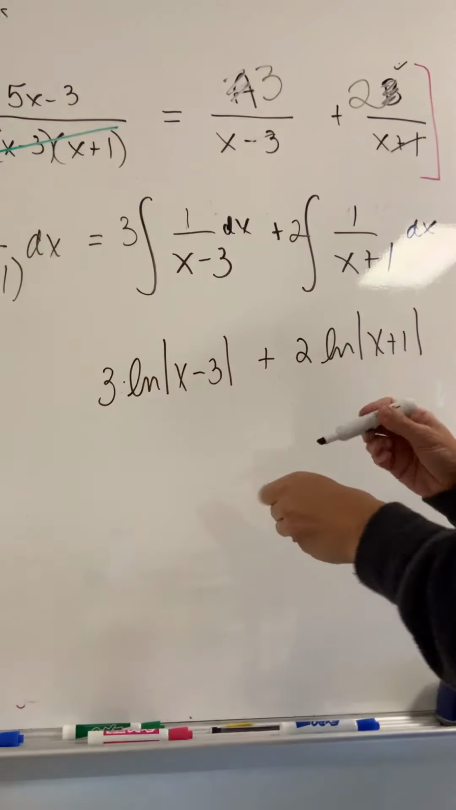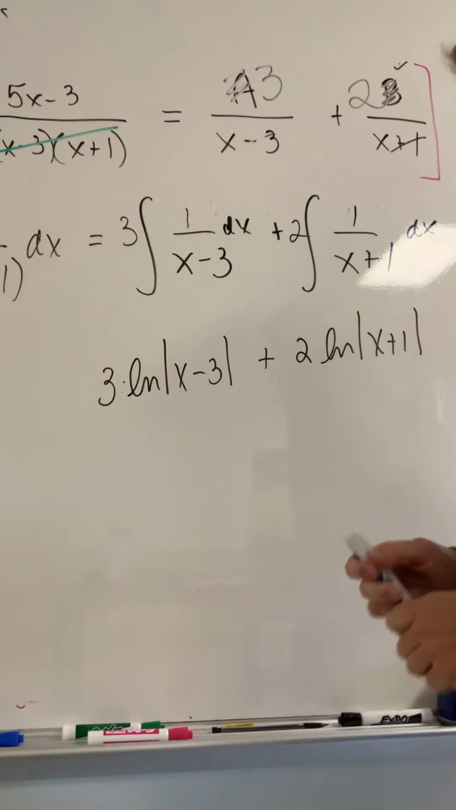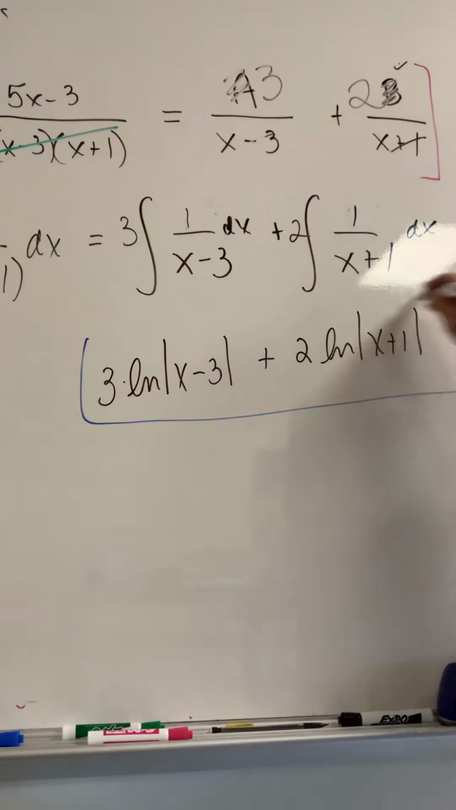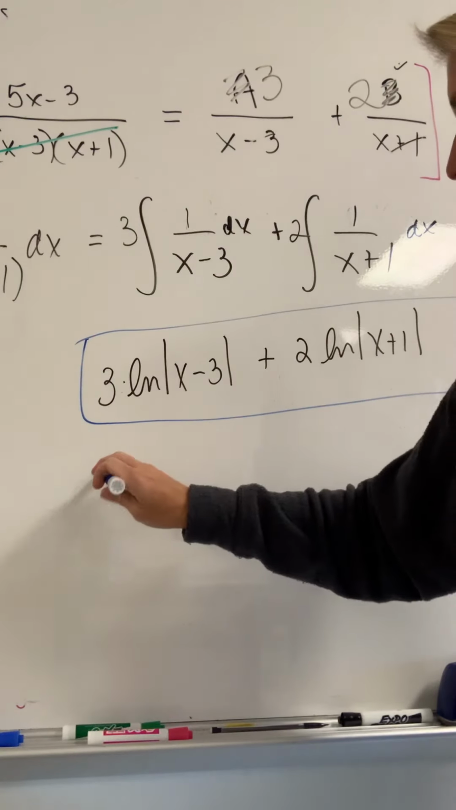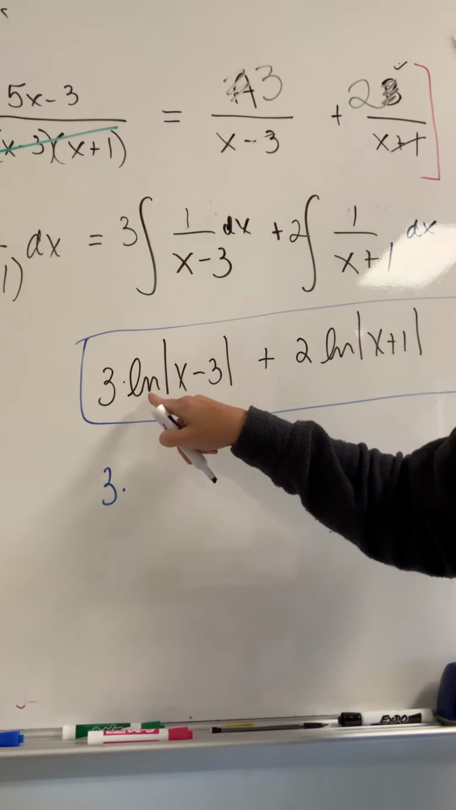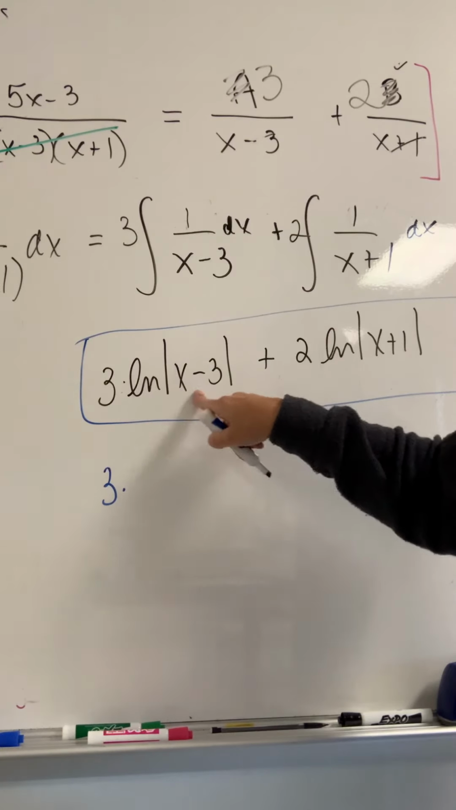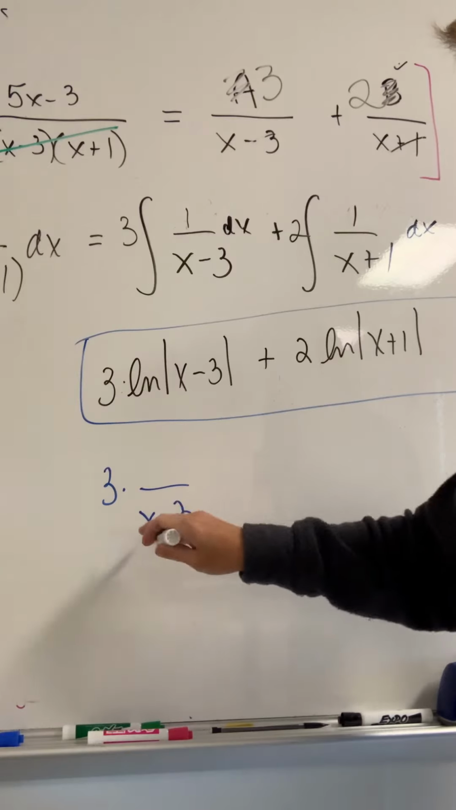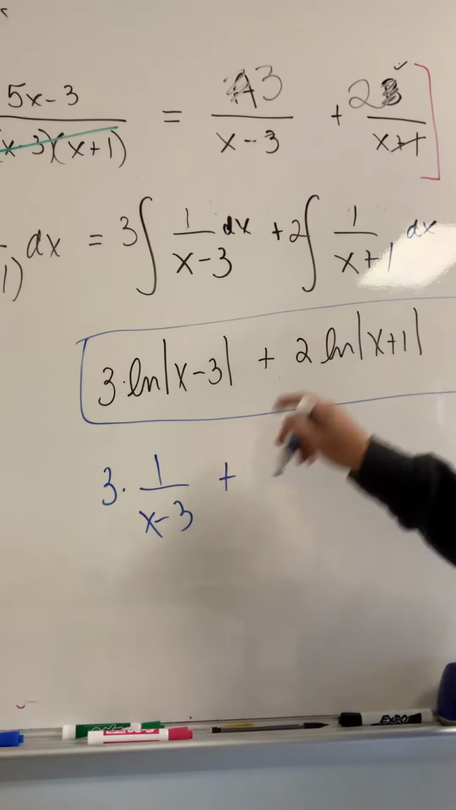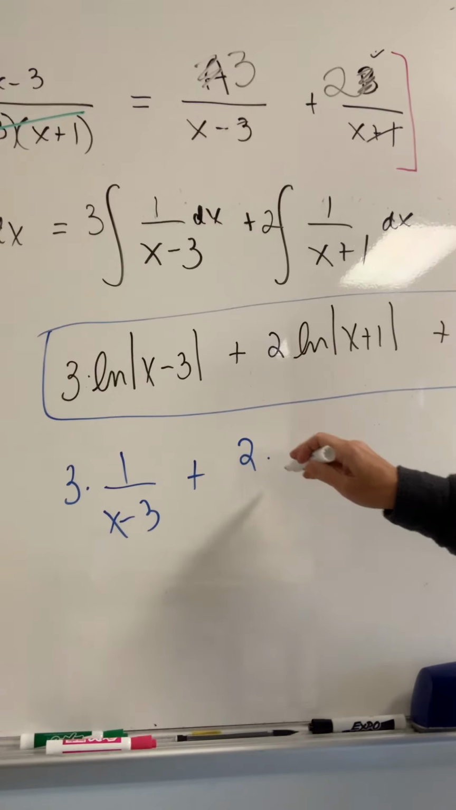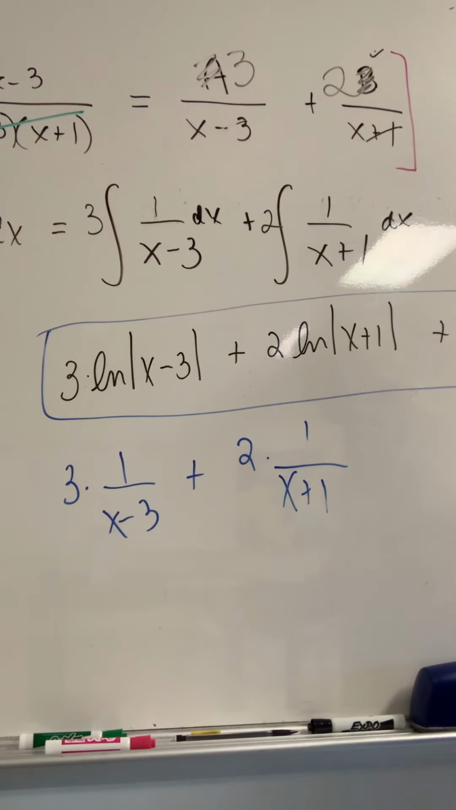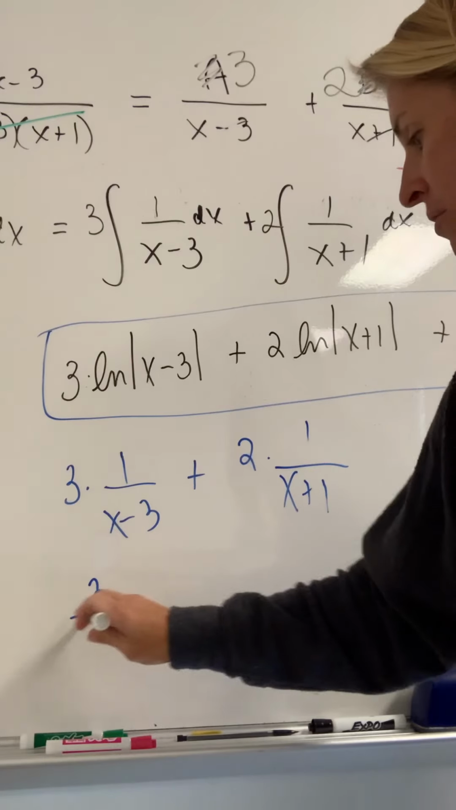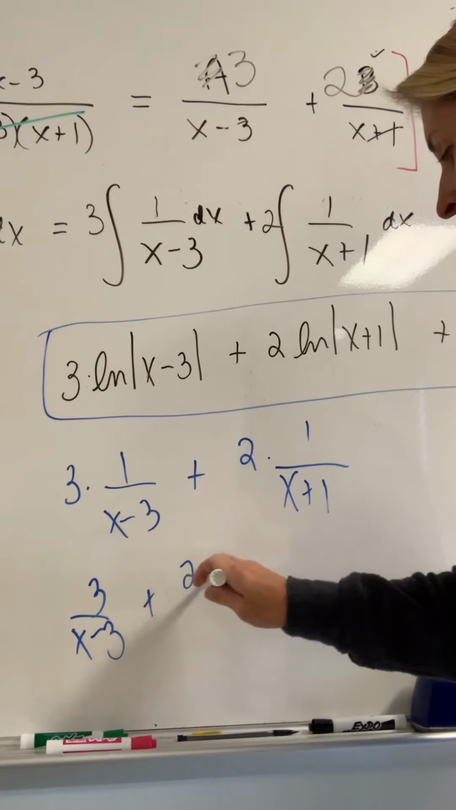Well, remember, we hate checking because it takes time and it's annoying. But if I wanted to check it, I could take the derivative. The derivative of this term will be 3 times, the derivative of natural logs has this on the bottom, the derivative of this on the top, plus over here I have 2 times, this on the bottom, derivative of that on the top. So there I go, I've got 3 over x minus 3 plus 2 over x plus 1.